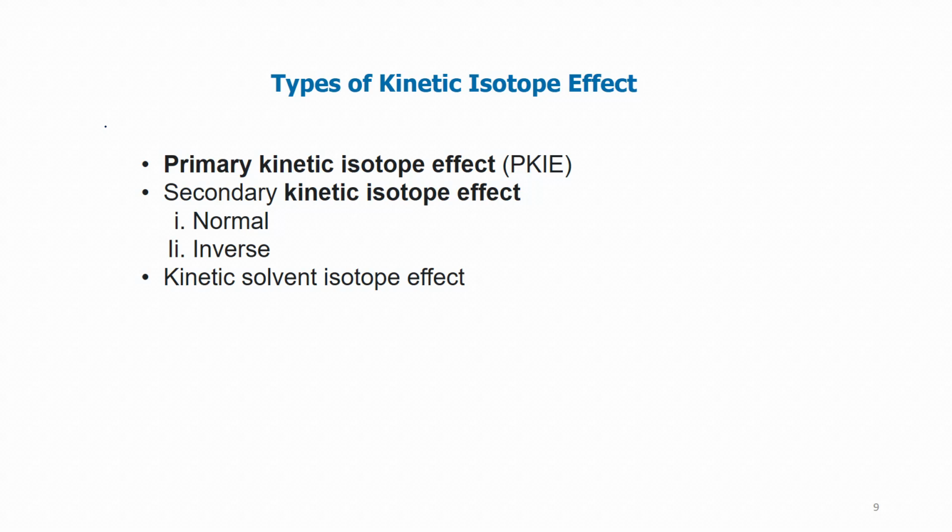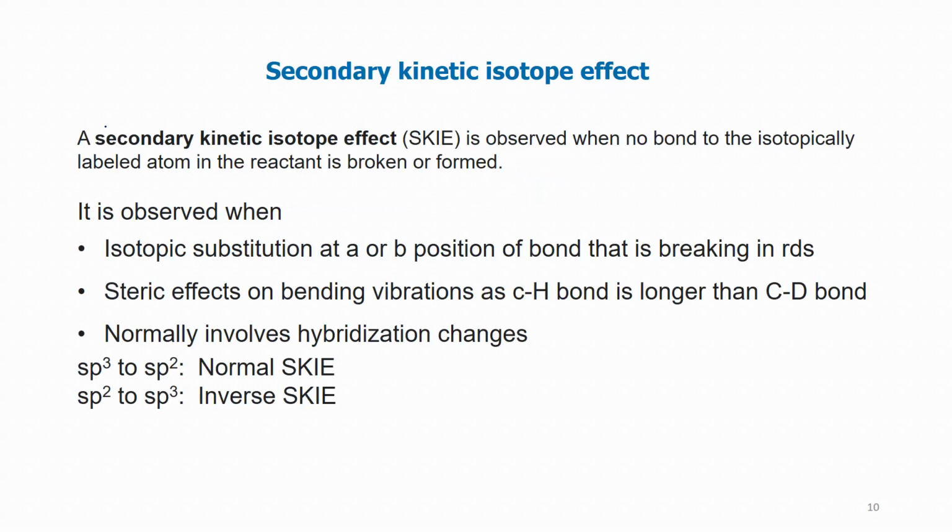So there are some other types of kinetic isotope effect beyond primary kinetic isotope effect. That is secondary kinetic isotope effect and kinetic solvent isotope effect. So let's go to the secondary kinetic isotope effect. So what is secondary kinetic isotope effect? A secondary kinetic isotope effect is observed when no bond to the isotopically labeled atom in the reactant is broken or formed.